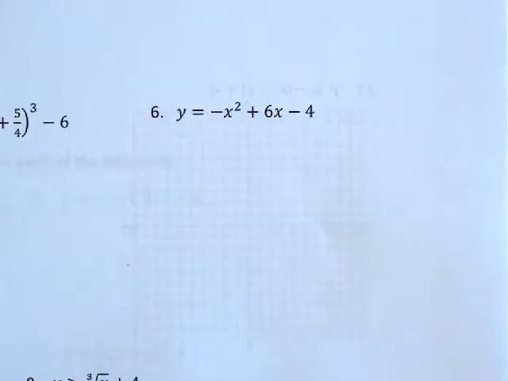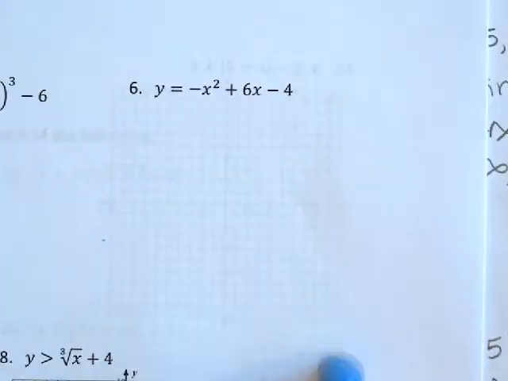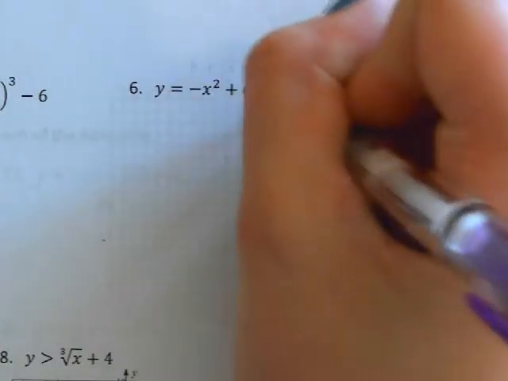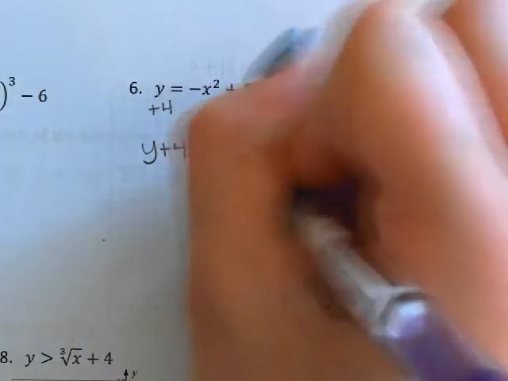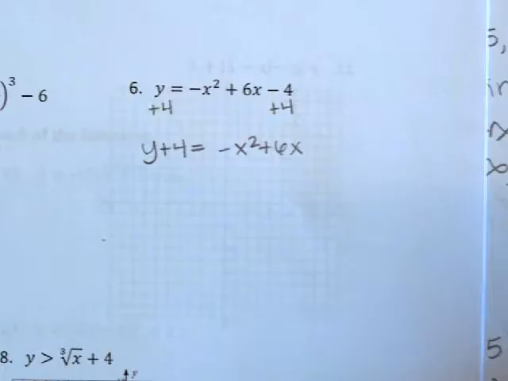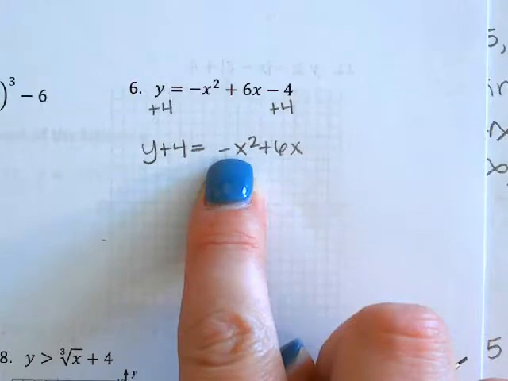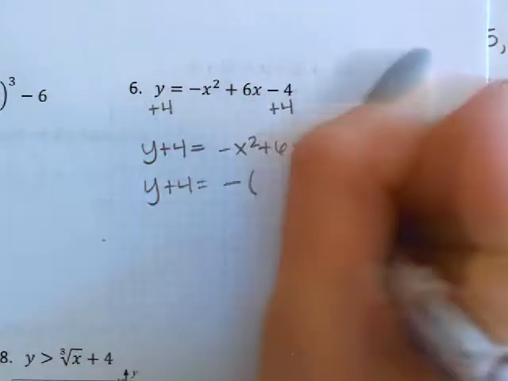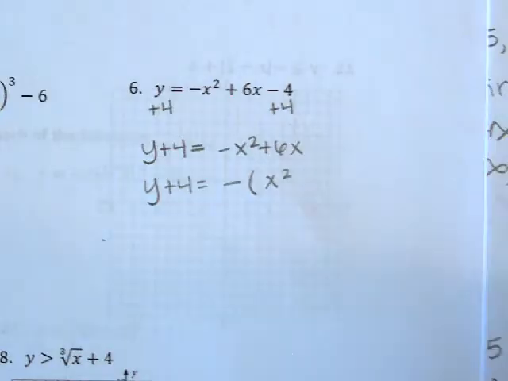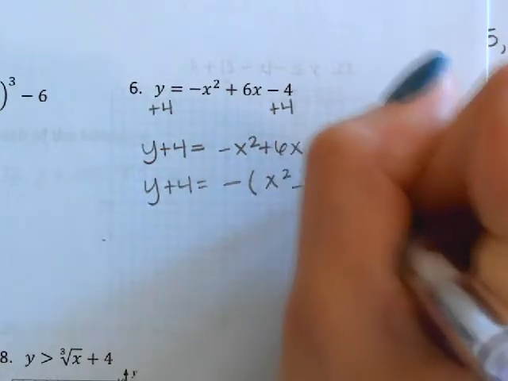All right, so what do I do first? Add the 4. Add the 4. Okay, so I have y plus 4 equals negative x squared plus 6x. Yes. So Charlie just said, do we have to take out the negative? What's the answer? Yes. Okay, so I'm keeping the y plus 4. I am taking out the negative, and that leaves me with x squared minus 6x plus blank.